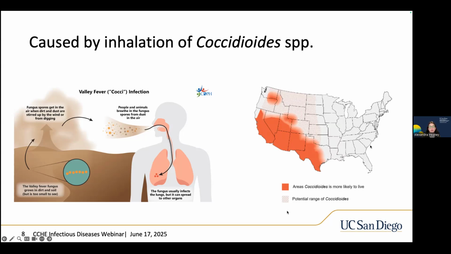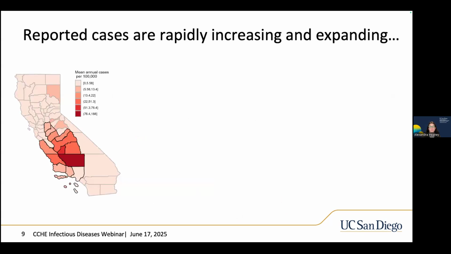You can see on the right here a map that shows that valley fever is endemic to the southwestern area of the United States, which is typically hot and dry. But we also think that this geographic range is likely expanding. So in California specifically, the majority of cases are reported from counties in the southern San Joaquin Valley, which is where the name valley fever comes from.